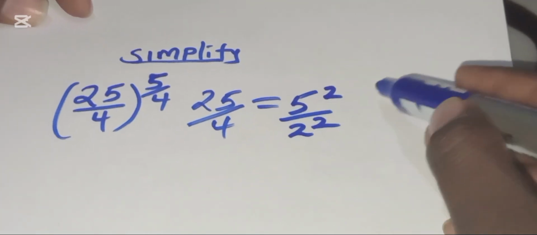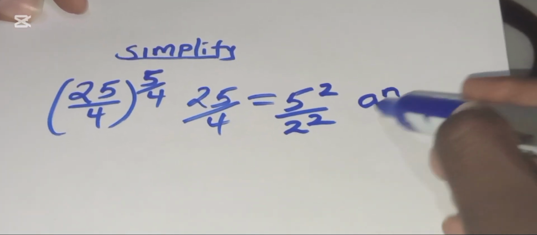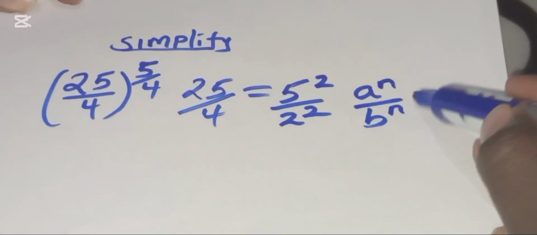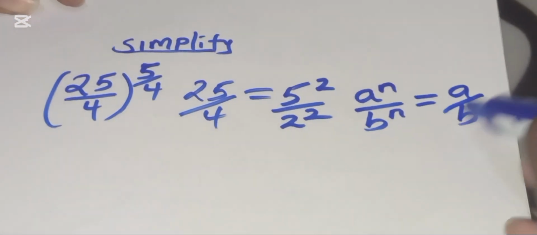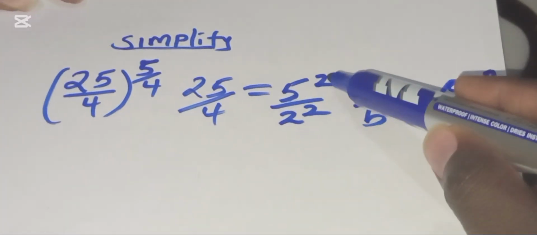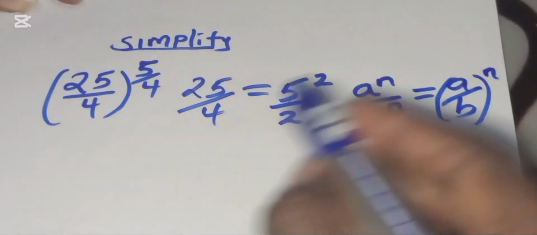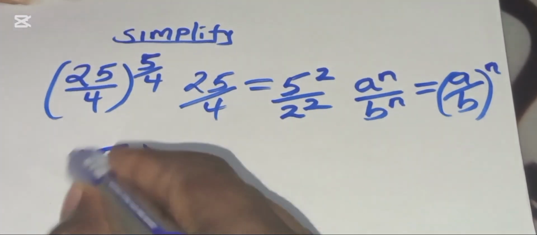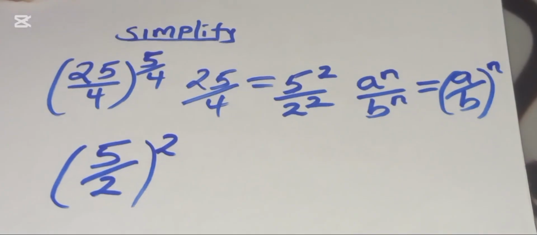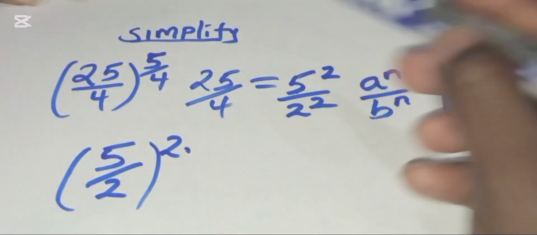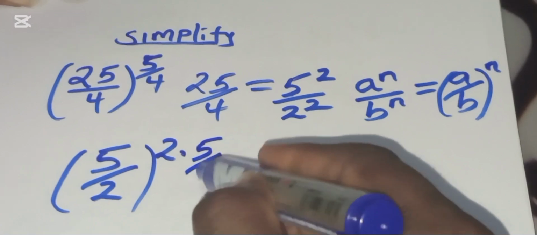Now applying the property that a^n divided by b^n can be expressed as (a/b)^n, let's apply this property. So we have 5 squared divided by 2 squared, which we can express as (5/2)^2. Now multiplying by the power 5 over 4.